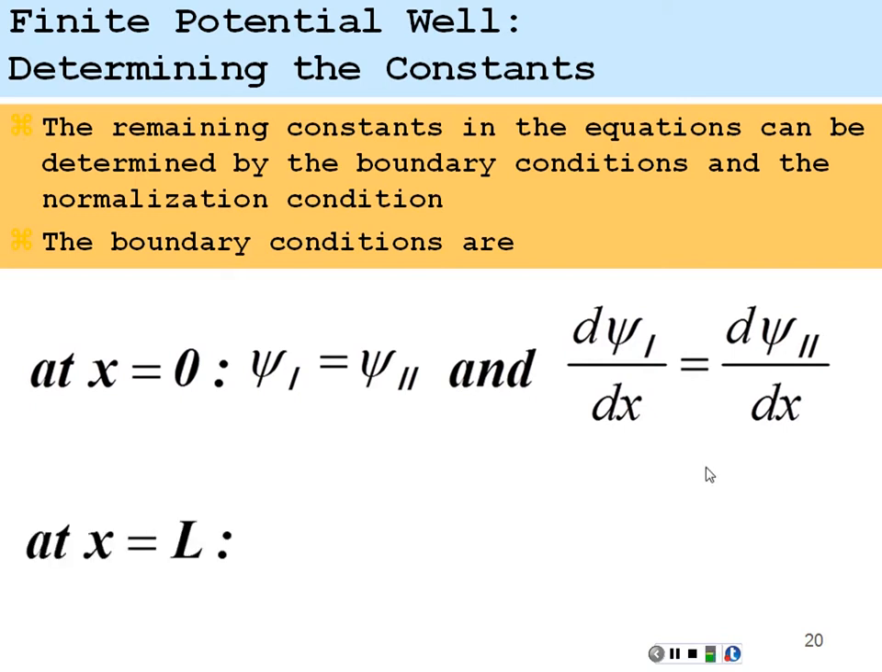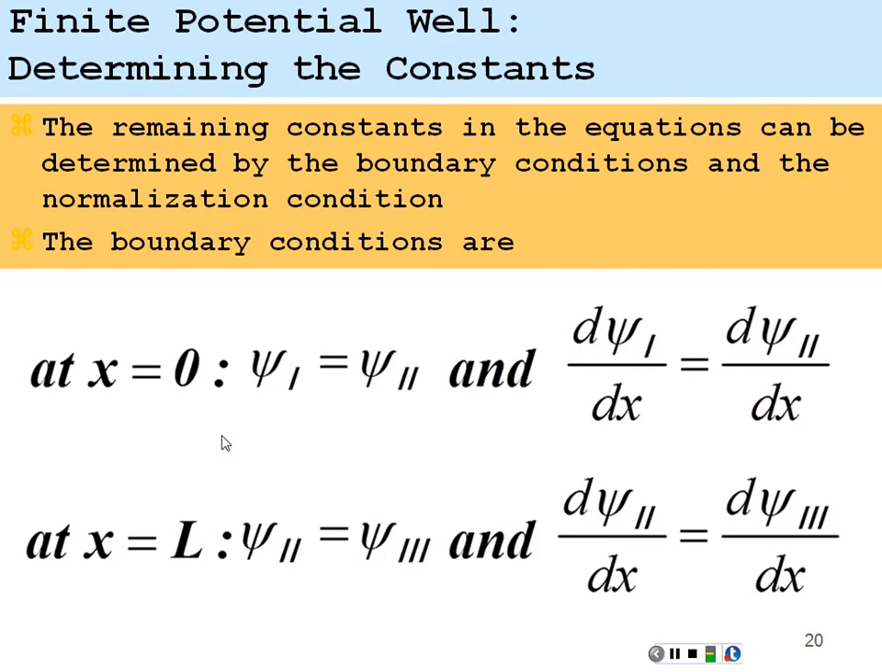And the same thing will apply to the other boundary conditions at x equal L. We should have a continuous wave function, psi 2 should equal psi 3, and the derivative of our wave function should be continuous across that boundary. That's how you would solve this problem.